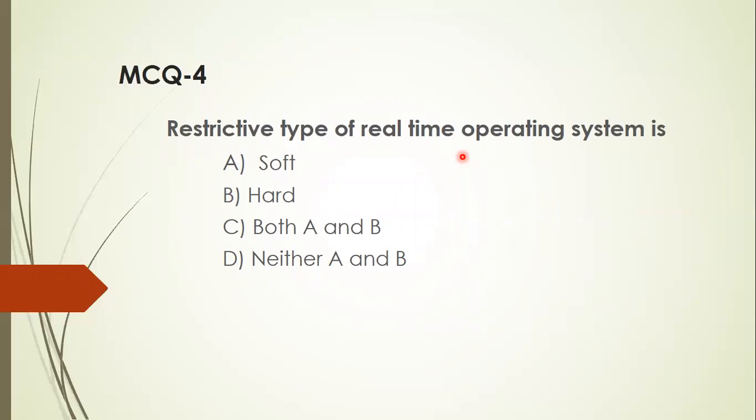Restrictive type of real-time operating system is soft. What do you mean by restrictive? You have some limitation on the time limit. The time limit takes the important factor in the case of a real-time operating system. That too in case of hard. So soft, hard, both A and B, neither A nor B. The correct answer is hard.